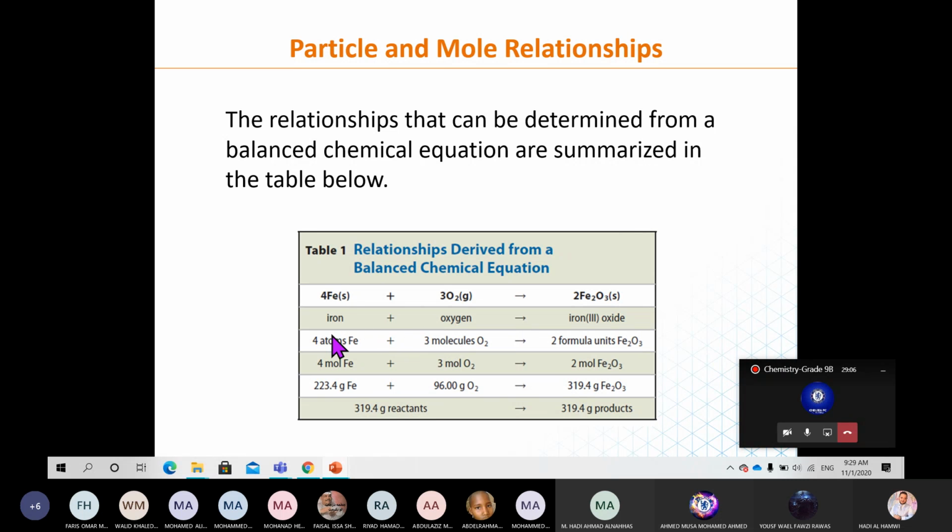Here if I want to count the atoms, look, 4 atoms of Fe plus 3 molecules of O2 gives 2 formula units of Fe2O3. This is a formula unit. Or I can say it in a different way: 4 moles of Fe plus 3 moles of O2 gives 2 moles of Fe2O3. So this coefficient also represents the number of moles. So 4 moles here, 3 moles here, 2 moles here. So 4, 3, and 2.